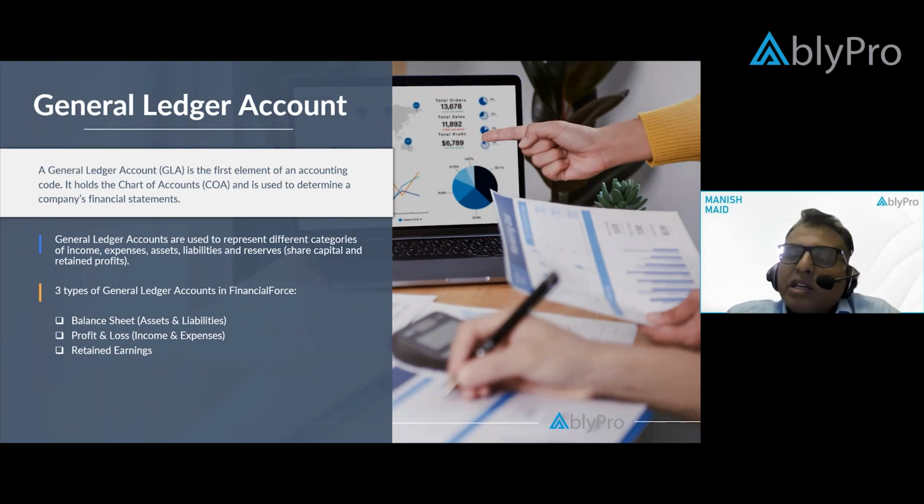Now, whenever we are creating this journal ledger account, it has to be marked what type it belongs to. Is it a balance sheet? Is it a profit and loss? Or is it a retained earning? When we are saying a balance sheet, it is something related to assets and liabilities. Any general ledger account which is pointing towards assets and liabilities is your balance sheet type general ledger account. Any ledger account which is pointing towards your income and expenses is your profit and loss general ledger account. And finally, the retained earnings.